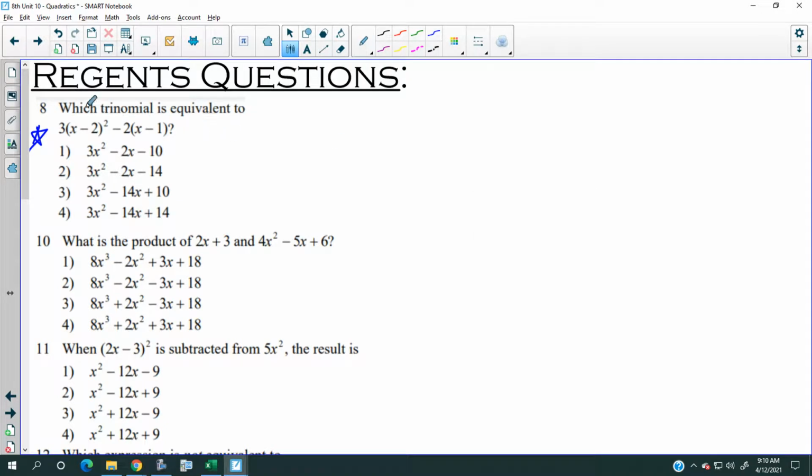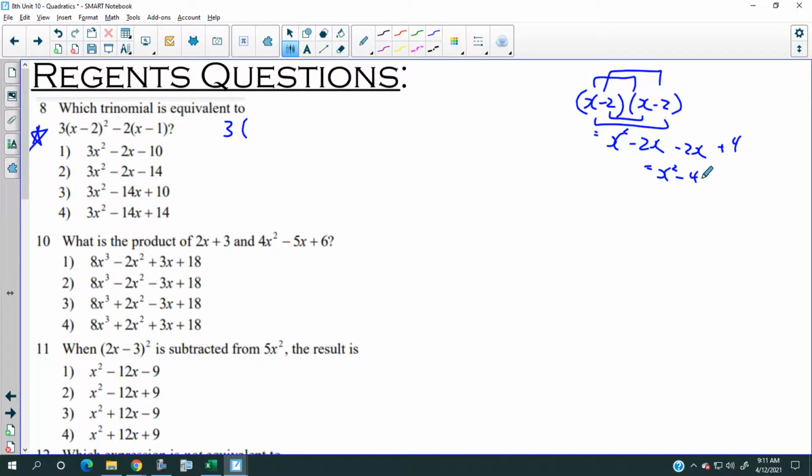Okay, all right, here we go. So here, I'm going to do this part first, so I'm gonna rewrite the whole thing. And then what I'm gonna do is the x minus 2 squared on the side. Let's see, that's x squared first, outside, inside, last. So that's x squared minus 4x plus 4. And then minus 2, and then x minus 1, like that.